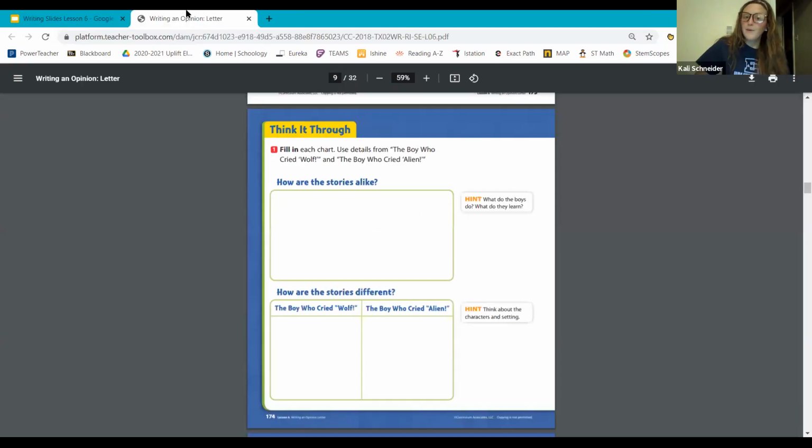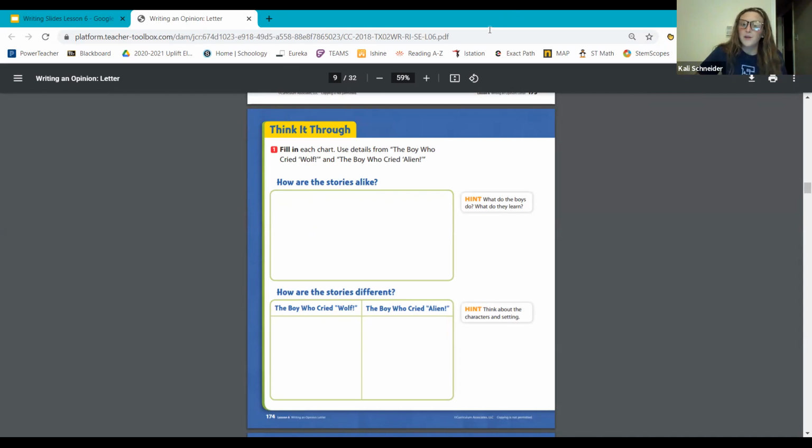So today in your iReady writing book, please open to page 174. Page 174. In your iReady writing book, you are going to need to go ahead with me today. And we're gonna use details from the source text to complete this activity. The text told us 2 similar stories about boys who tried to fool people.